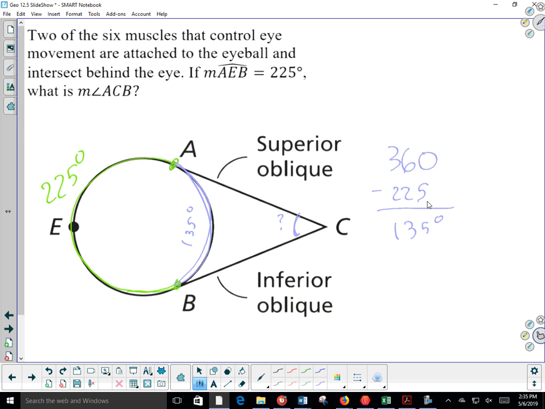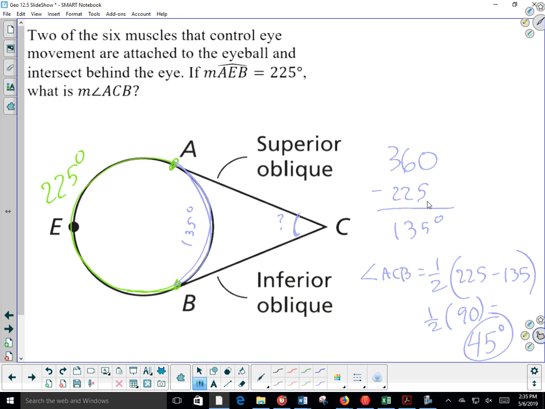And then to get the angle you're looking for, you do 225. So angle C, or angle ACB, is going to be half of what? 225 minus 135? Yeah. Is that half of 90? Yeah. Is that 45? Yep. Are we okay with this?